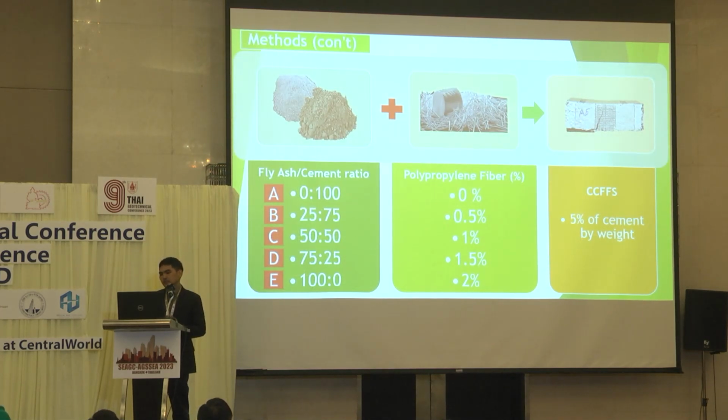Let's move on. The method continues to show the fly ash to cement ratio, separated into groups A to E. Group A is 0 per 100, group B is 25 per 75, up to group E, which is 100 of the fly ash and 0 of the cement ratio, with the polypropylene fiber in terms of percentage from 0% to 2%, and a fixed 5% of the cement by weight.